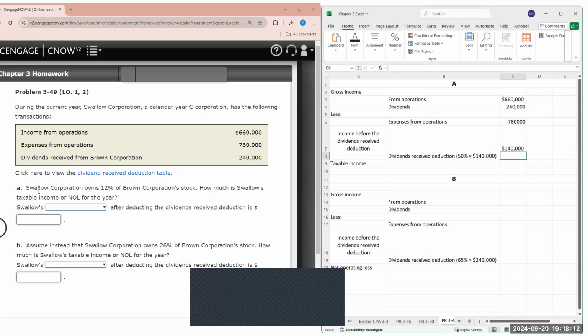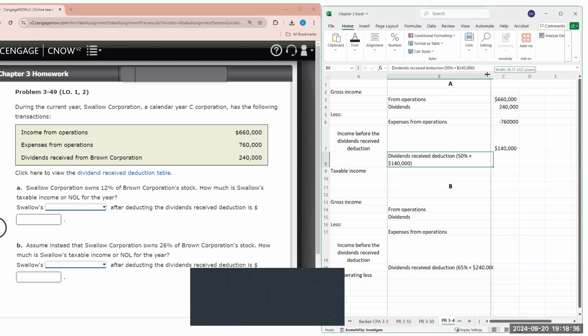So for scenario A, it says assume they own 12%. Because this is less than 20%, then we are limited to 50%. So therefore, we factor in the taxable income, and we'll actually just put it to the side.